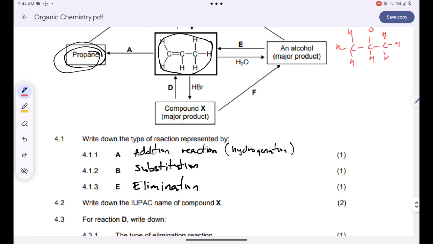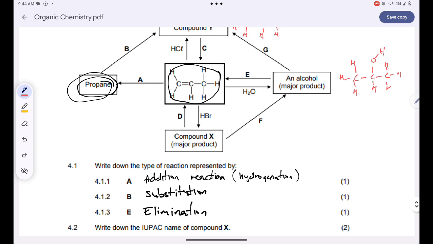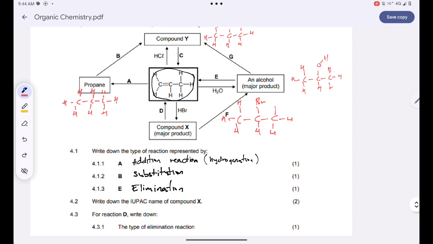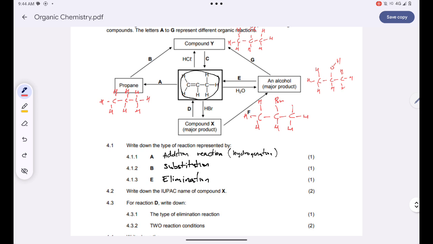And then compound X, we are adding hydrogen bromide on our propene, so we'll end up having a bromopropane, 2-bromopropane. And then finally, we have propane. These are the 4 compounds which were formed.